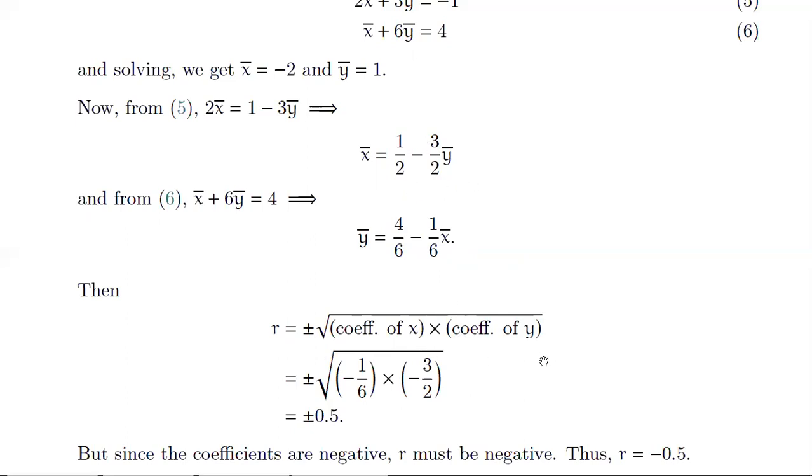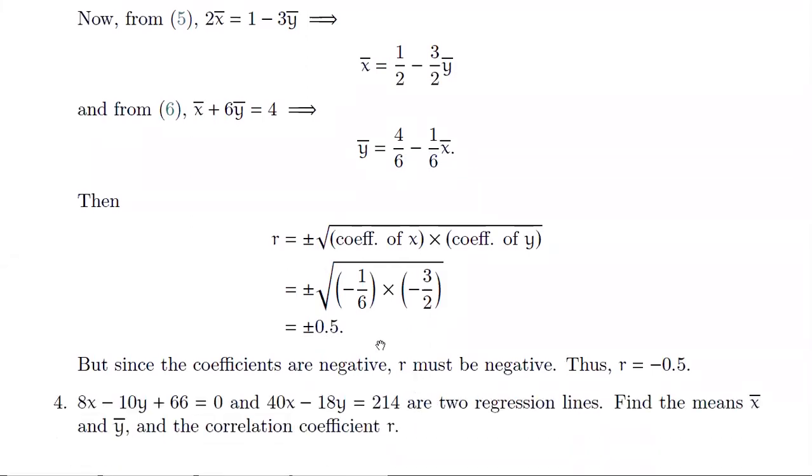Instead of taking x bar, x and y, we can directly take x bar and y bar. So I get r is equal to plus or minus 0.5. But since both these coefficients are negative, r will also take negative sign. So r is equal to minus 0.5.